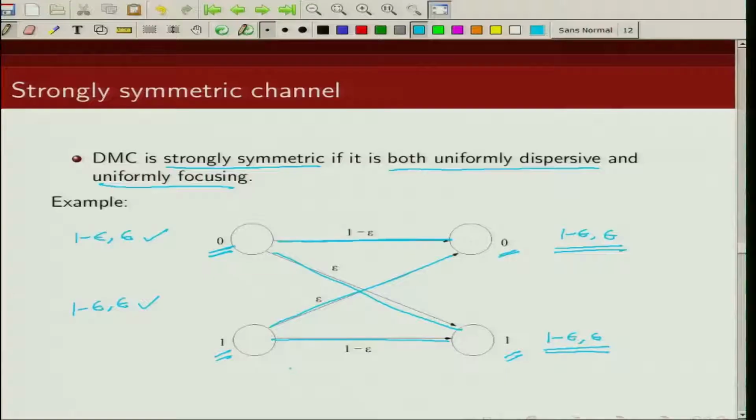In fact, this channel is what we call the binary symmetric channel. The inputs are binary, the outputs are binary, and it is symmetric. It is typically used to model an additive white Gaussian noise channel followed by hard demodulation; we can model that channel by a binary symmetric channel. Then, since this channel is strongly symmetric, can we find out its capacity?